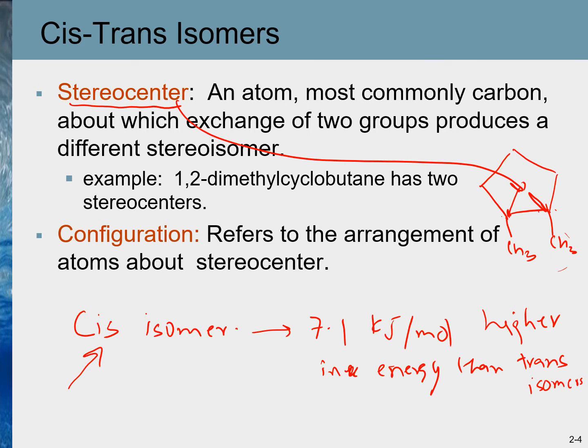Configuration refers to the arrangement of atoms about a stereocenter. So for example, we can say that the exchange of groups at either stereocenter, either here or here, will produce another stereoisomer.